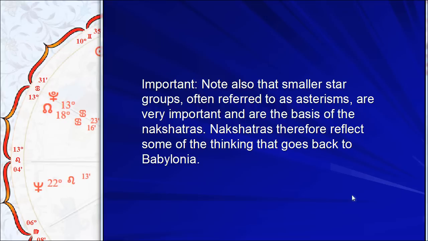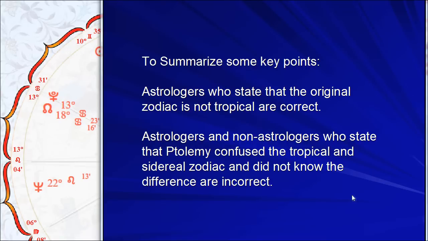So we see some continuity from the Babylonian thinking emphasizing where the stars are, rather than the zodiac used in modern Western astrology, the tropical zodiac, this emphasis on star groups, which is the basis of the nakshatras, which are very important in Vedic astrology. Okay, so to summarize some key points. Astrologers who state that the original zodiac is not tropical, they are correct. If you go all the way back to Babylonia, it's correct. Point number 2, astrologers and non-astrologers who state that Ptolemy confused the tropical and sidereal zodiac and did not know the difference are incorrect. He did know the difference.